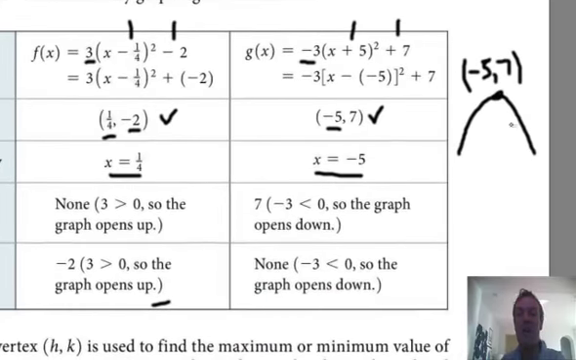And this has a maximum, and it occurs at 7. It is 7. There we go. The axis of symmetry is the negative 5. I think I already said that. It doesn't have a minimum because it opens this way.